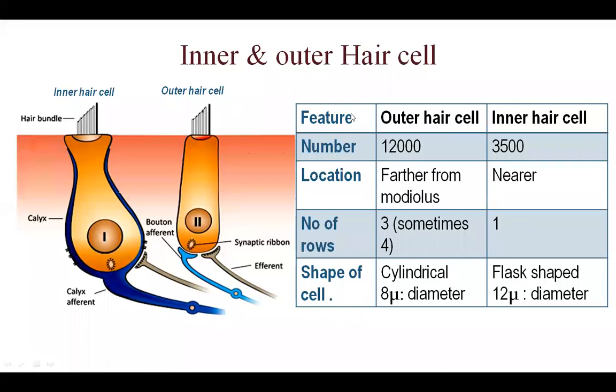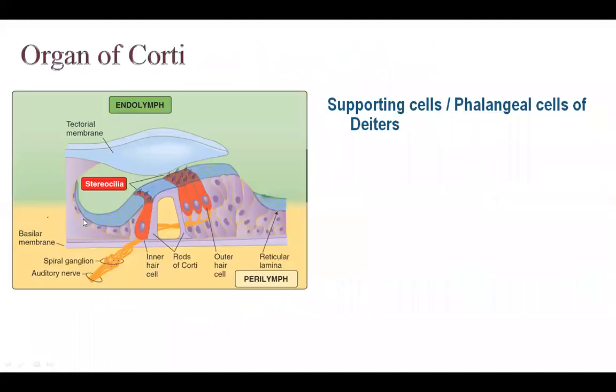The shape of the outer hair cell is cylindrical, almost 8 micron in diameter, whereas the inner hair cell is flask shaped, almost 12 micron in diameter.